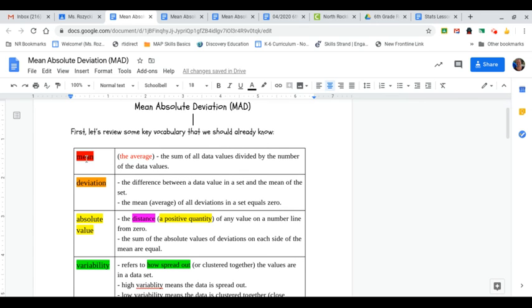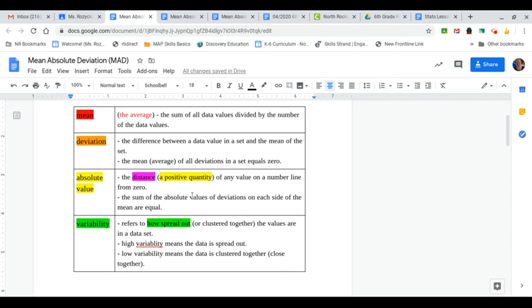Last week we talked about the mean, which is the average. You add up to get the sum of all data values and divide by the number of data values you added up, and that gives you the mean. Deviation is the difference between a data value in a set and the mean.